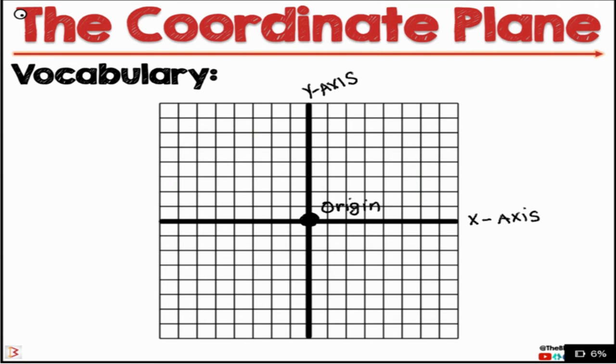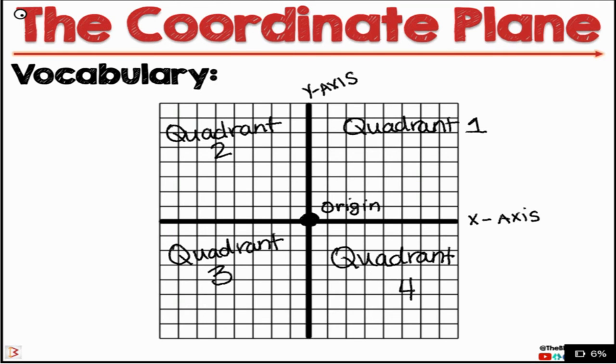And when those two number lines intersect, it creates four different regions, which we call quadrants. The top right region is called quadrant 1. The top left region is quadrant 2. Bottom left is quadrant 3. And bottom right is quadrant 4.